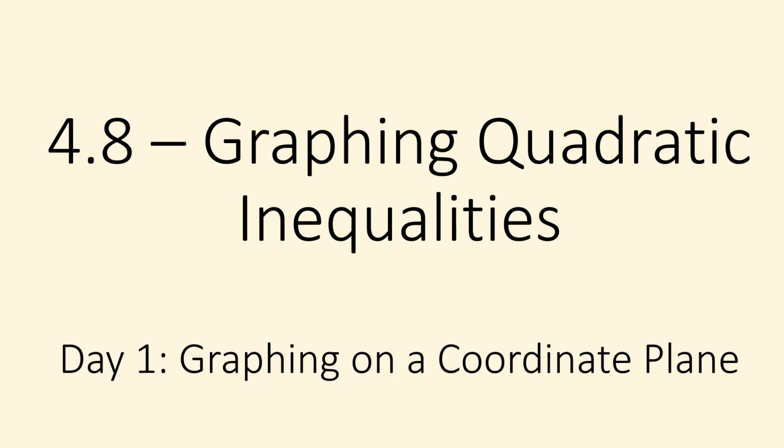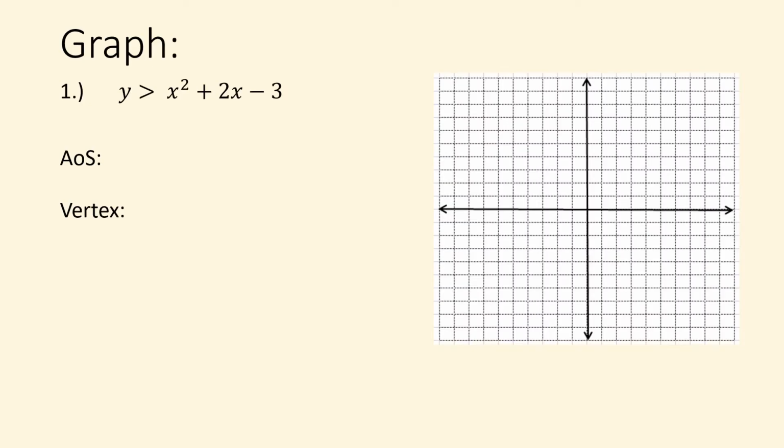4.8, graphing quadratic inequalities. When we have inequalities, there's always going to be some kind of shading. So number one, we have standard form of an equation. We can see we have y is greater than instead of y is equal to x squared plus 2x minus 3. So axis of symmetry first, negative b over 2a, negative 2 over 2 times 1, axis of symmetry of negative 1.